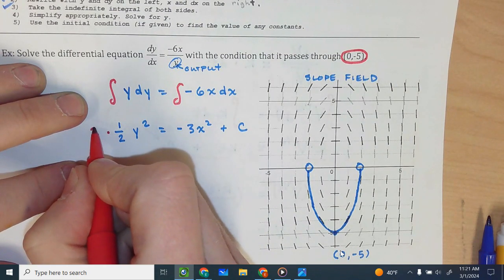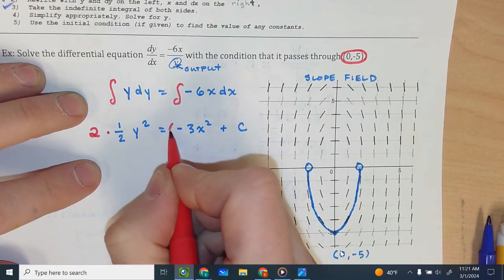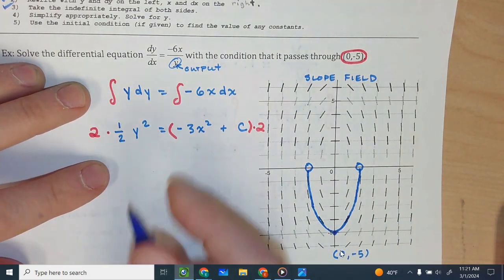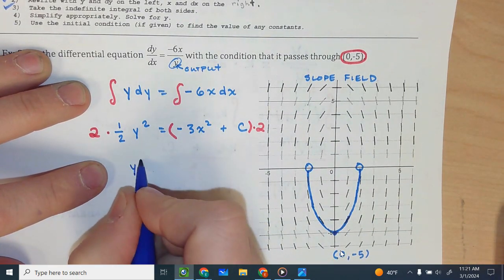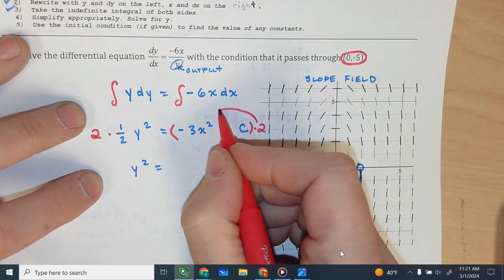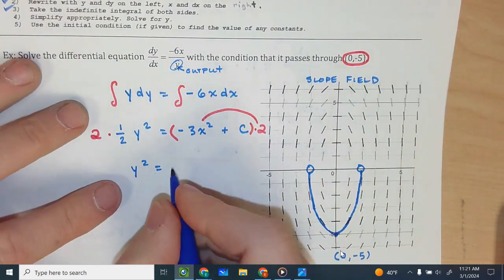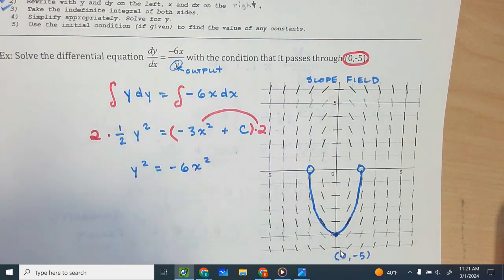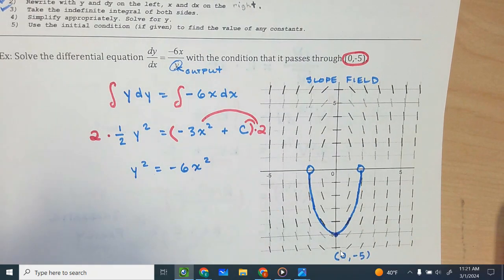Right now, I'm going to ask you to multiply by 2, just because it's going to clean the equation up a little bit. And over here, we're going to get y squared is equal to, 2 multiplies this, so we get negative 6x squared.